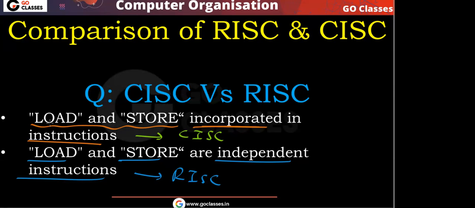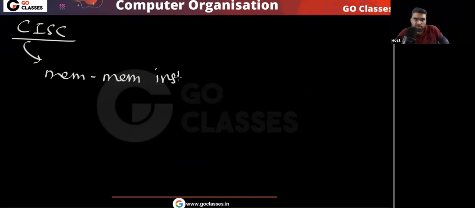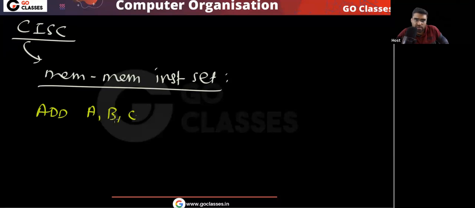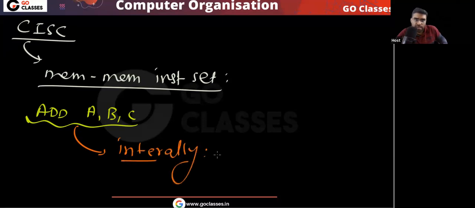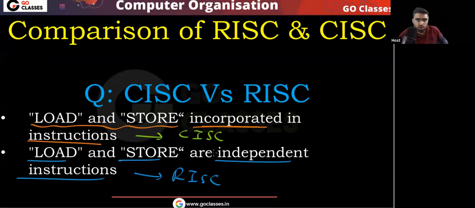Okay, so option number 1 is saying load and store are incorporated in the instructions. For example, in CISC we are using the memory instruction set. If you look at this add, add A B C, internally load memory and store memory happen. Internally load and store happen. Okay, is this clear? Very simple. And load and store as independent instructions, that will happen in RISC.